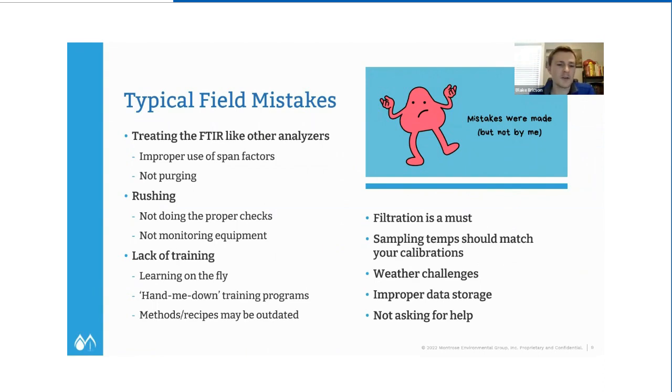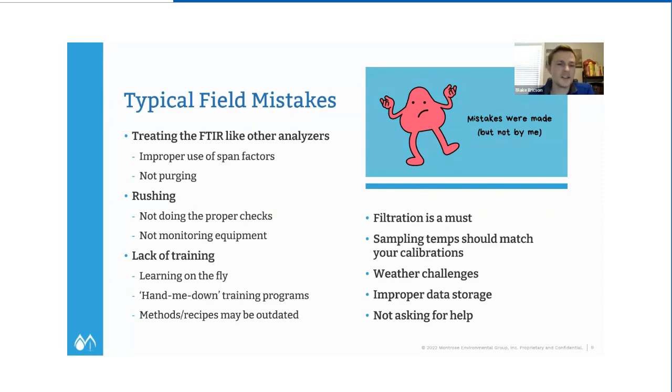Not purging. When you're done with the job, make sure you get these FTIRs unpurged. They're expensive pieces of instrumentation. They deserve to be treated as a laboratory-grade instrument. They are. They've just been retrofitted for testing. So ultra-high purity nitrogen needs to be going to the interferometer, to the optics, to keep that thing purging, keep it dry, and it keeps these things happy.